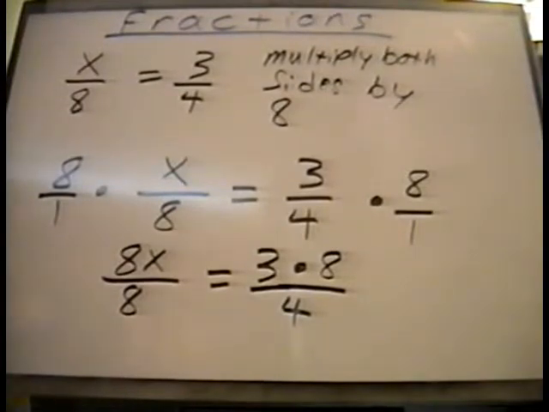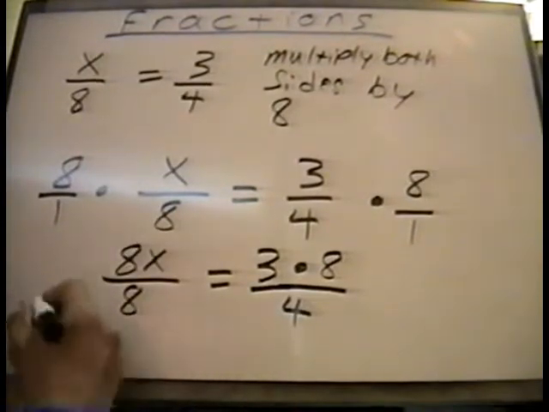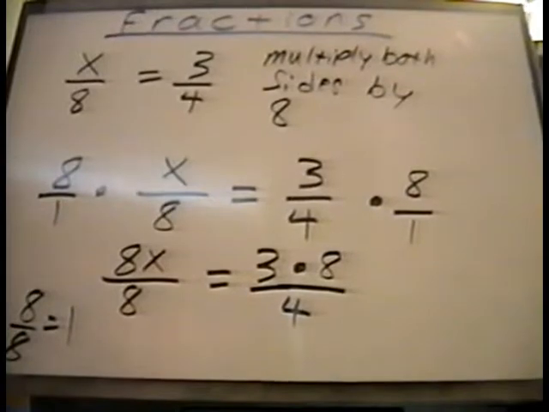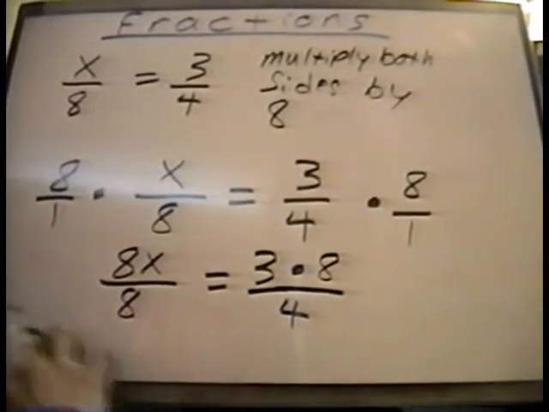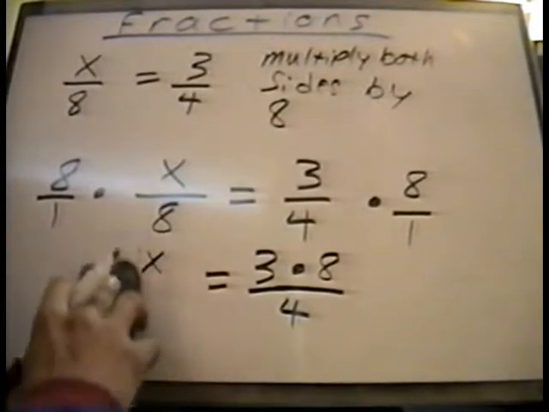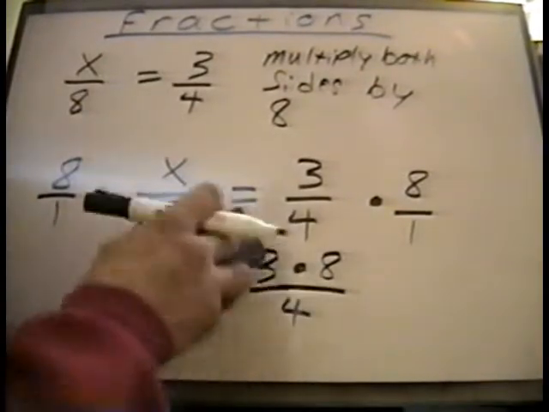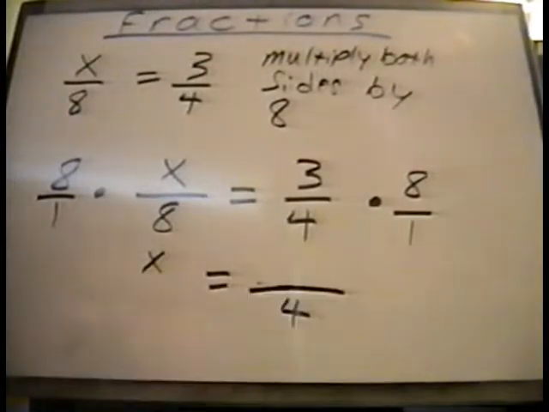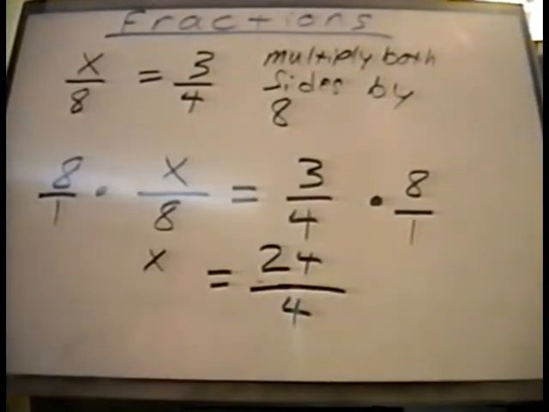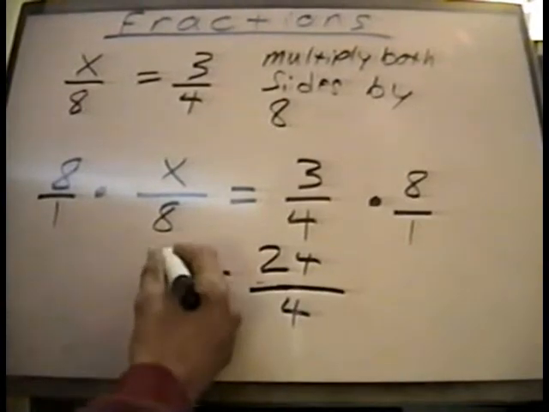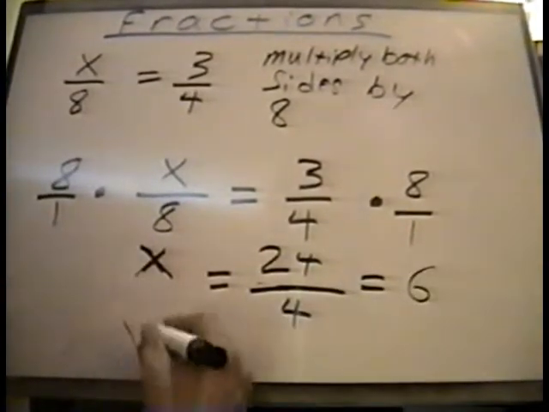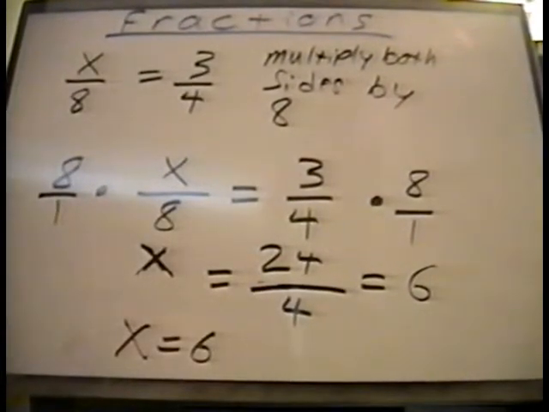Now what happens is 8 over 8 equals 1. And 1 times x equals x, so the 8 cancels out, giving us x equals 3 times 8 over 4. 3 times 8 equals 24. 24/4, or x equals 24 divided by 4, x equals 6. Okay? Or x equals 6.